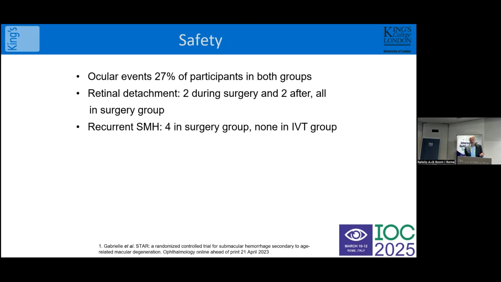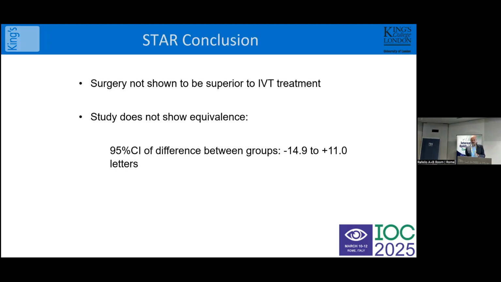Safety was pretty good. About 27% of patients had an ocular adverse event. There were retinal detachments in the surgical group, 2 during surgery, but that doesn't matter so much because it's dealt with at the time of surgery, and then 2 post-operatively. So a relatively high retinal detachment rate in a trial of this size. There were also more recurrent submacular hemorrhages in the surgery group, but I don't think we read too much into that because you can get retinal detachments from intravitreal therapy as well. It could just be coincidence. These are small numbers, but maybe there's a signal there.